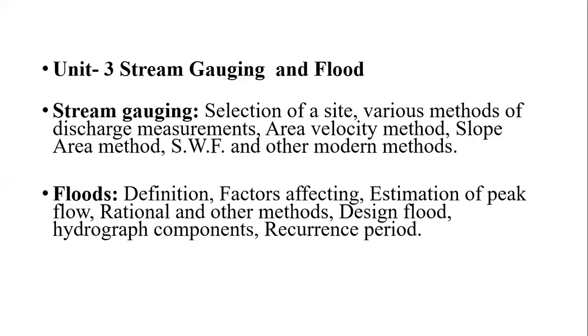Those contents we are going to see first. Firstly, in stream gauging, the contents are the selection of the site for a stream gauging, then various methods of discharge measurement, then the area velocity method. This is a particular method which is used for measurement of discharge in a stream. Then the slope area method and other modern methods. So the area velocity method, slope area method, and other modern methods are the methods used for measurement of the discharge passing through a stream.